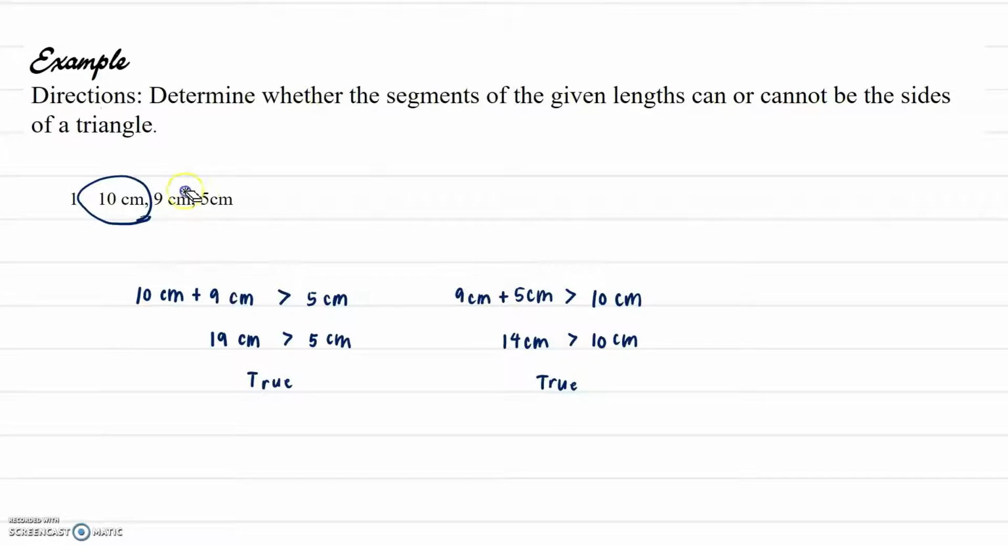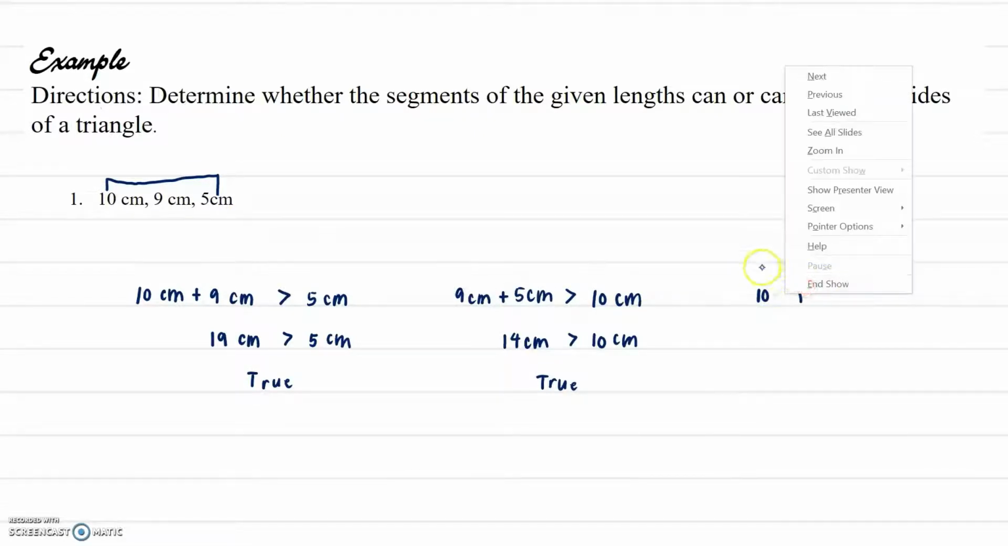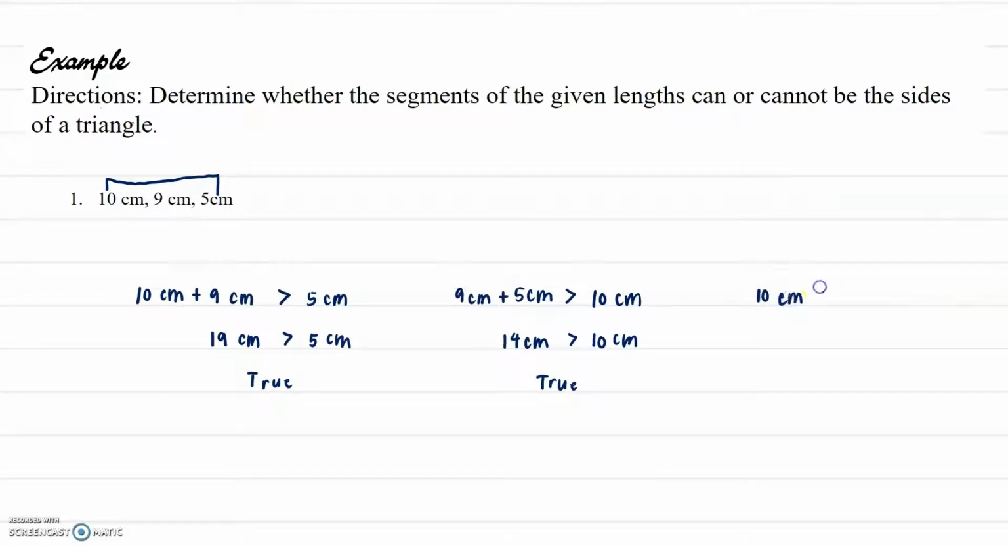And lastly, we have 5 and 10. So it's 10 centimeters plus 5 centimeters should be greater than the remaining side here, which is 9. Should be greater than 9 centimeters. 10 plus 5 is 15 centimeters. Is greater than 9 centimeters. So we can see that the statement is true.